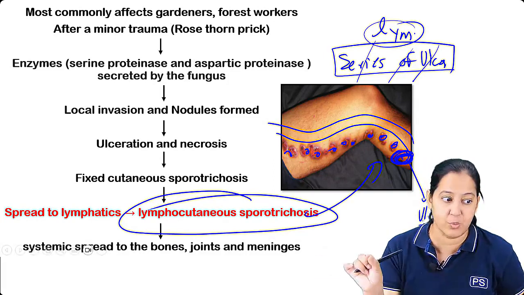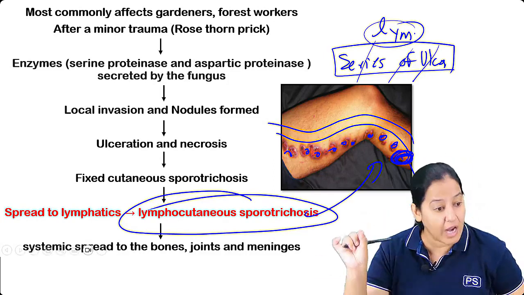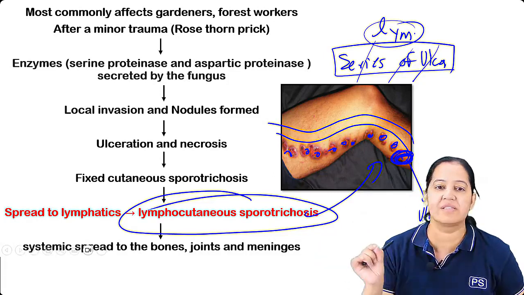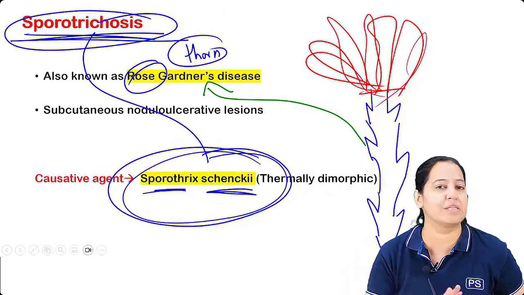A series of ulcers. Write down this word. Series of ulcers along the lymphatic. If I have not written it, please write it down. Series of ulcers along the lymphatic. This is sporotrichosis, a very unique presentation.